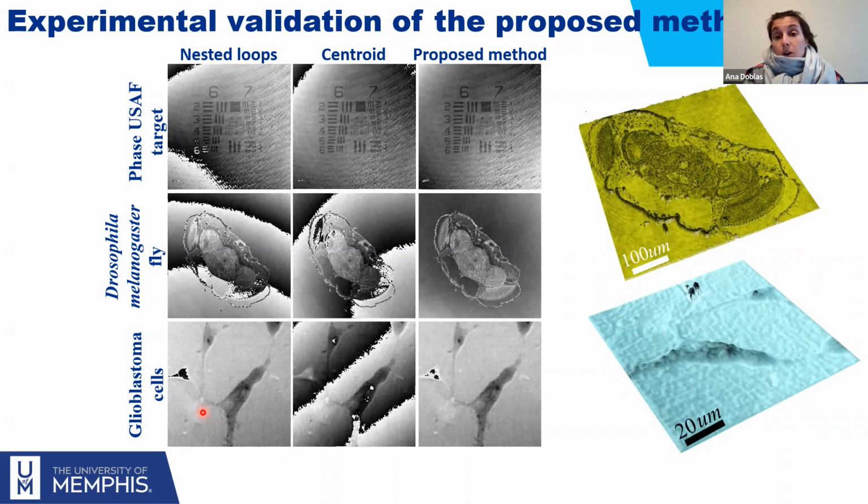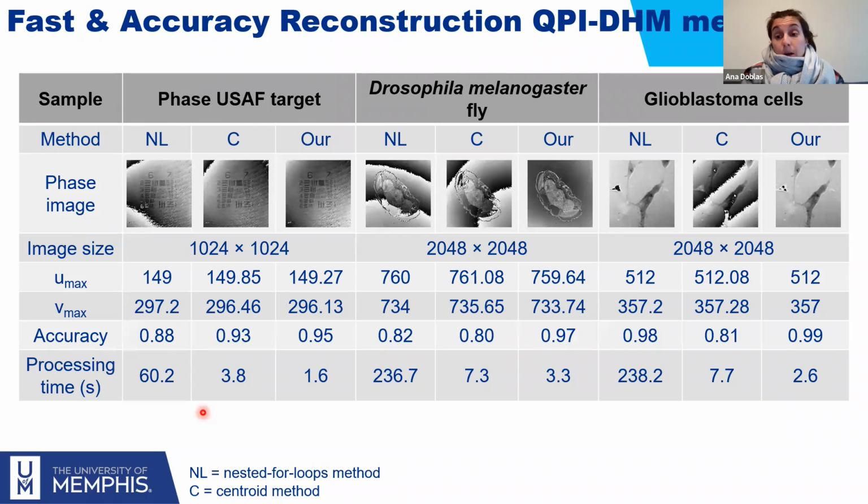And obviously this is completely qualitative, but what is it gonna tell us about the quantitative? The three different images that I have shown have different values, and that's important in terms of the processing time. Our method takes 1.6 seconds at the least, but if we double the size of the image, it becomes 3.3 or 2.6 seconds. That is pretty fast. It's even faster than the centroid method, and definitely so much faster than the nested for loop methods.